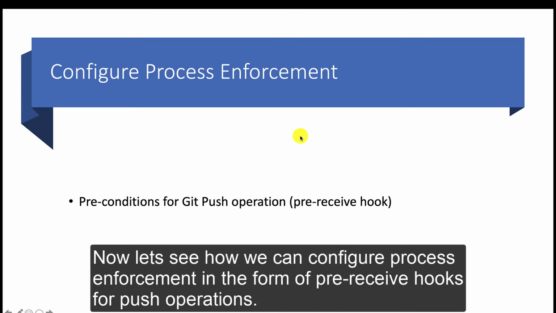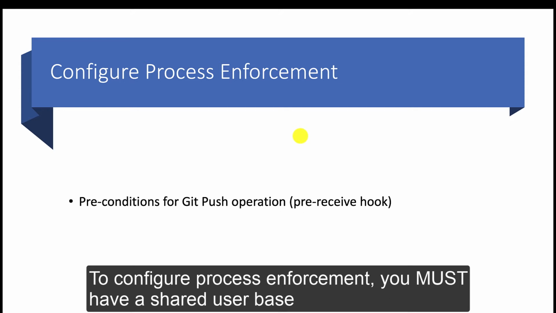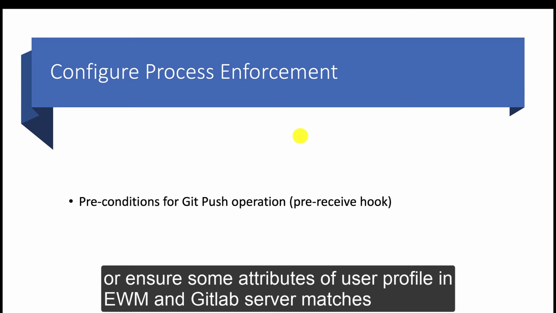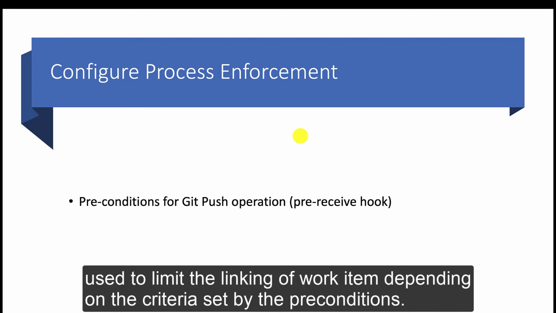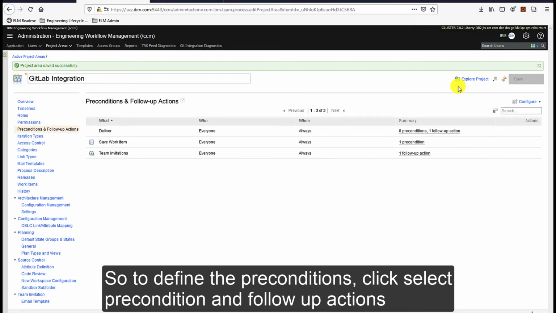Now let's see how we can configure process enforcement in the form of pre-receive hooks for push operations. To configure process enforcement, you must have a shared user repository or shared user base, or ensure that some attributes of user profiles in EWM and GitLab match. EWM comes with a set of predefined preconditions that can be used to limit the linking of work items depending on the criteria set by the precondition.